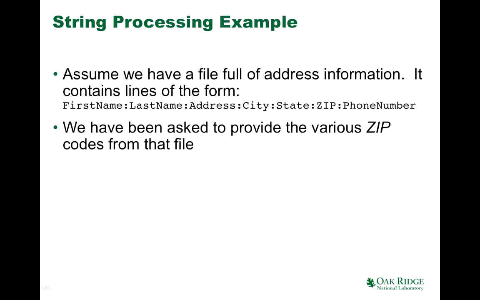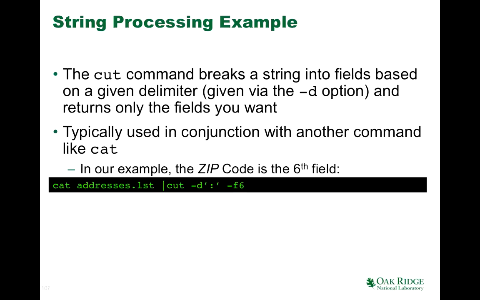But let's assume we have a file that is full of address information for some registration list, I don't know. And it contains lines that have first name, last name, street address, city, state, zip code, phone number. And we've been asked to provide the different zip codes from this file for whatever reason. How many different zip codes are we mailing this information to?